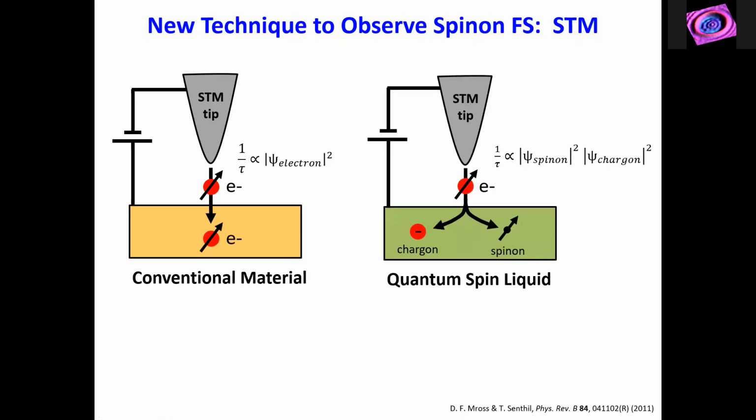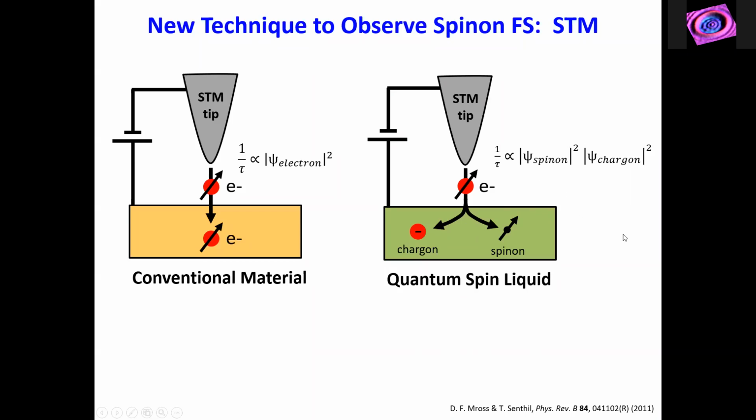But something a little different happens for a quantum spin liquid, because when you tunnel an electron into the quantum spin liquid, the electron has to break apart. It fractionalizes into a chargeon and a spinon. And so the rate at which the electrons tunnel is going to be proportional to the product of the spinon wave function times the chargeon wave function, because both of these things have to happen at the same time. And so probabilistically, the rate is going to be proportional to this product. So that means that we should be able to see the spinon wave function by measuring the tunnel current of the STM. It's just right there.